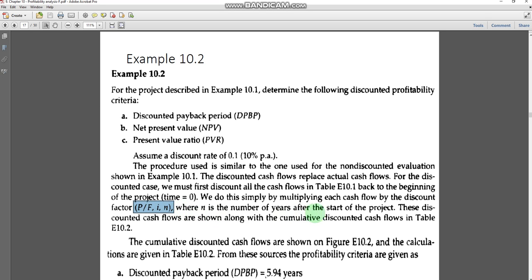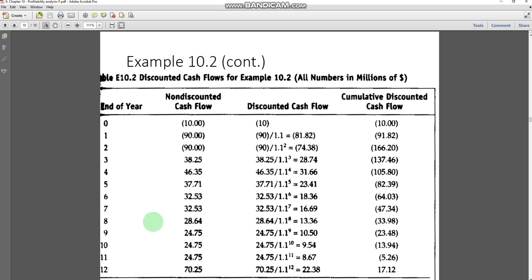Where n is the number of years after the start of the project. These discounted cash flows are shown with cumulative discounted cash flow in the table. Okay. Now let us see what we have in this table here. First of all, we have to calculate the non-discounted cash flows.